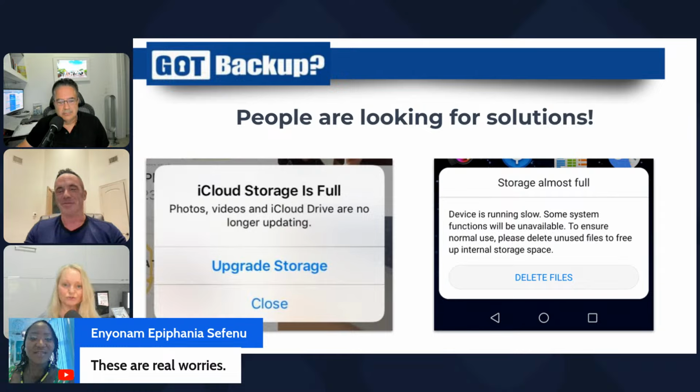So you have to either remove some photos, videos, clean up your stuff, or you pay more. So everybody today is looking for value, and that's exactly what GotBackup has.